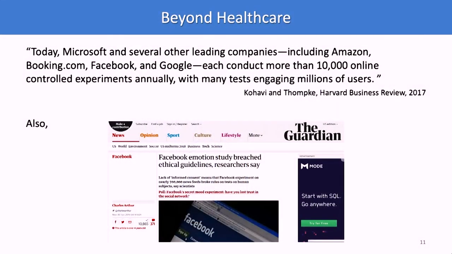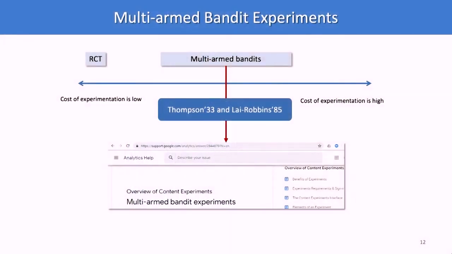But even the companies are worried about this. It's not the case that these things come for free. A company like Facebook had a PR problem because of experimenting with users' emotions. So even in high-tech, at a company like Facebook, experiments are not free. I did say they do a lot of them, but even they're worried about them. And because of that, they've been using what are known as multi-armed bandit experiments.